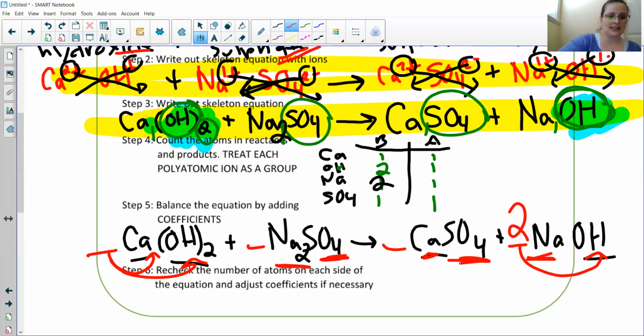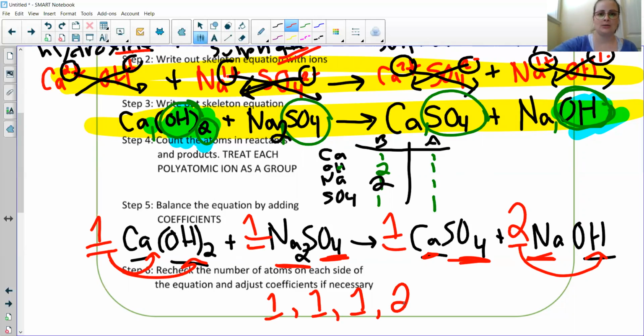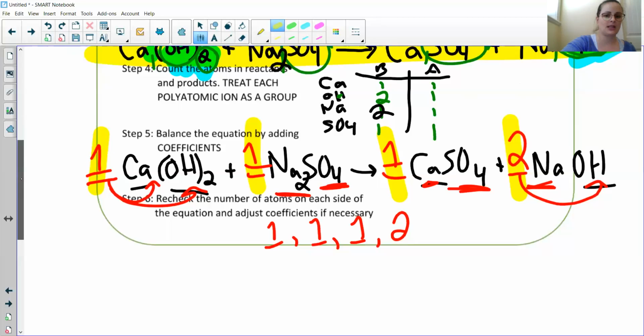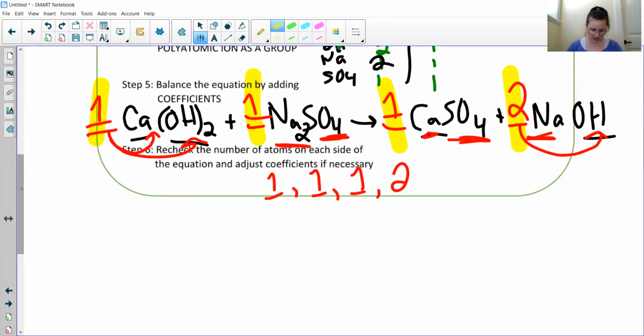Now, technically, there is a 1 here, a 1 here, and a 1 here. We don't write them in because we're super lazy, but if you were asked for the order of coefficients to balance this equation, you would write 1, 1, 1, 2, because that is the order of the coefficients used to balance this. So I'd like you to go ahead and try those instant practice questions that I included.